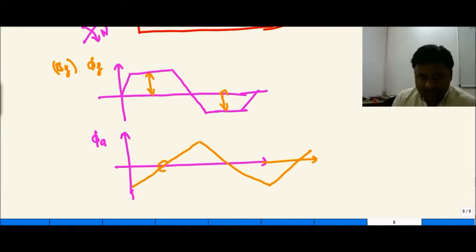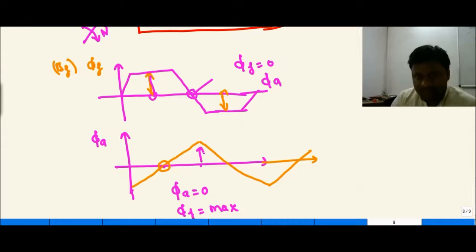If we take this point, phi A is 0, but at this point phi F is maximum. Similarly, if you take this point here, phi F is 0, but phi A is at its maximum. That means phi F and phi A are perpendicular to each other, and we can say that if one is maximum, then the other is going to be 0, and if the other is maximum, then the first is going to be zero. So it is an inverse relation between the field flux and the armature flux.